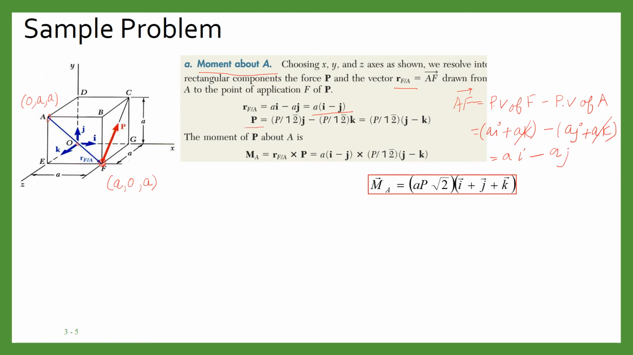Now this force is denoted by P. Similarly, P will be equal to the unit vector in the direction of FC, lambda, times the magnitude of P. Now lambda you can calculate. Lambda will be equal to FC divided by the magnitude of FC.